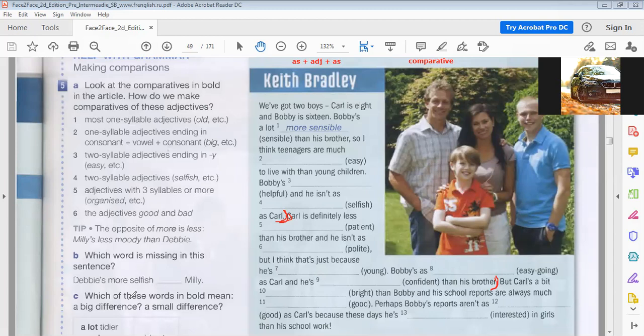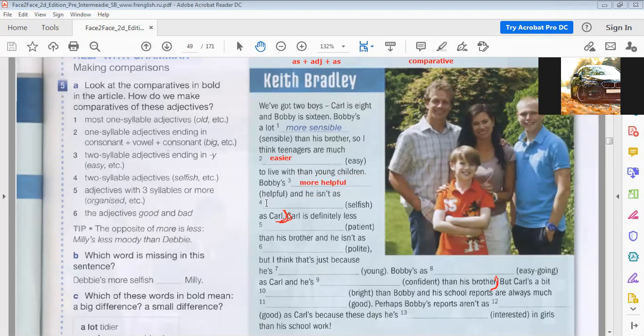We've got 2 boys. Carl is 8 and Bobby is 16. Bobby is a lot more sensible than his brother. So I think teenagers are much easier to live with than young children. Bobby is more helpful and isn't as selfish as Carl. All right, more helpful. Okay, so these are your answers.